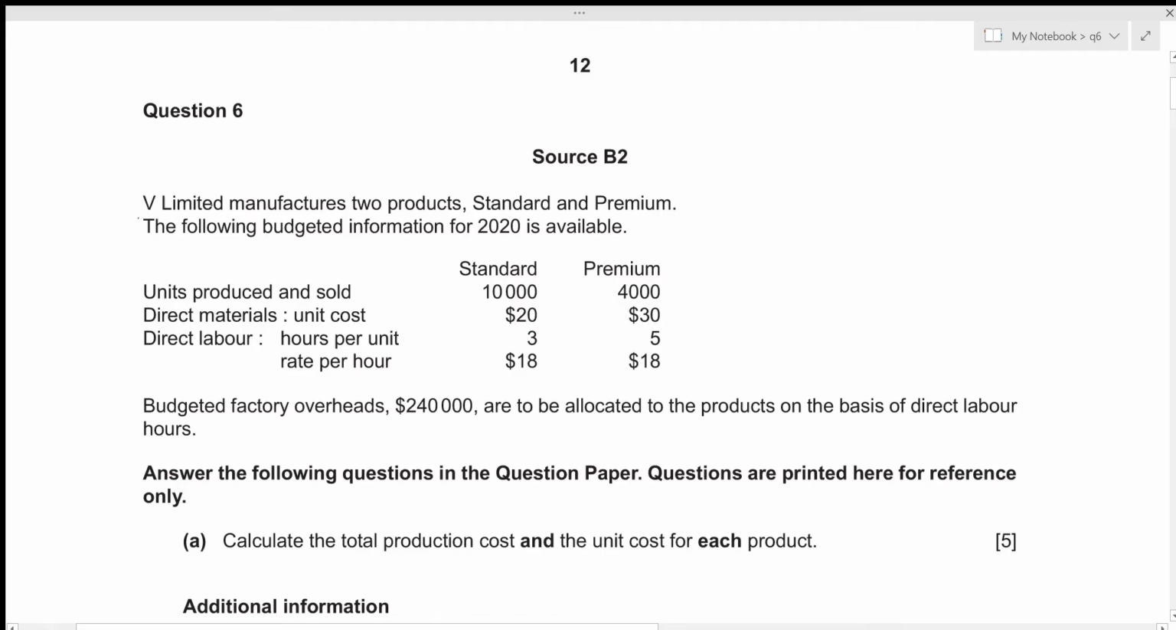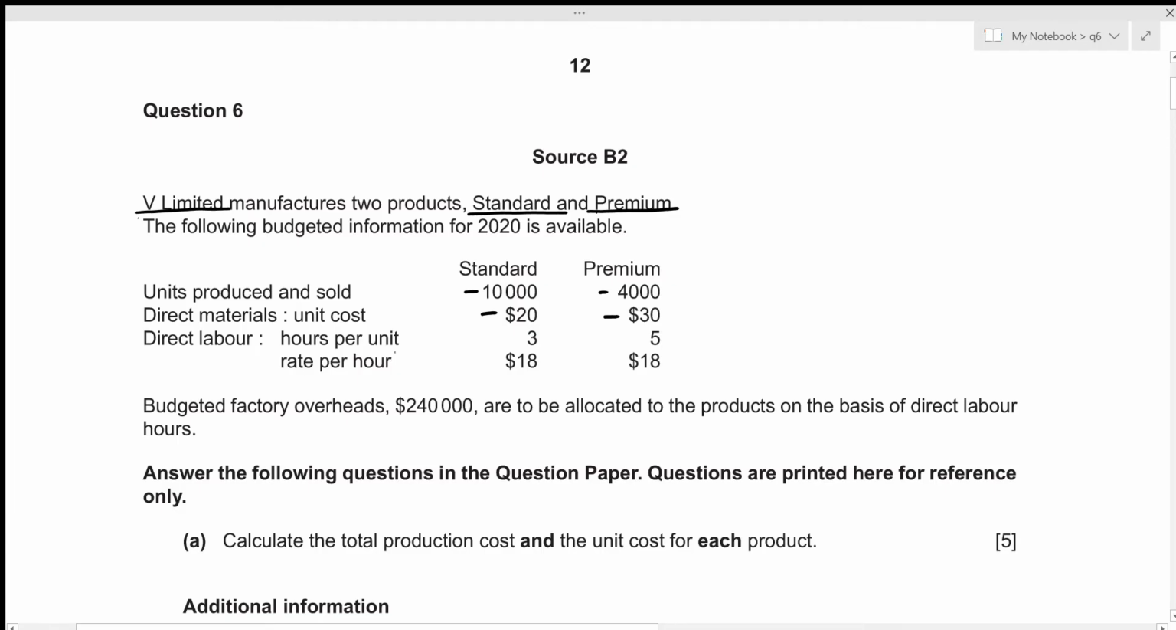V Limited manufactures 2 products, standard and premium. Then the following budgeted information for 2020 is available. The units produced and sold for standard is 10,000 and for premium it is 4,000. The direct materials cost per unit for standard is $20, whereas for premium it is $30. And then regarding the direct labor, we are given the hours required in order to produce 1 unit and the rate per hour as well.